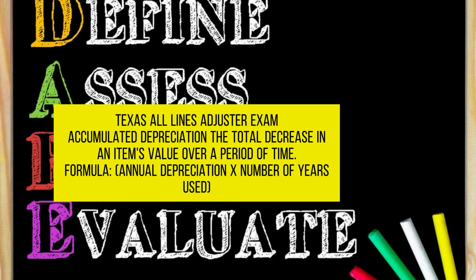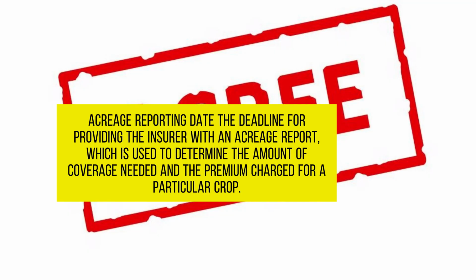Texas All Lines Adjuster Exam. Accumulated depreciation: total decrease in an item's value over a period of time. Formula: annual depreciation x number of years used. Acreage reporting date: deadline for providing the insurer with an acreage report, which is used to determine the amount of coverage needed and the premium charged for a particular crop.